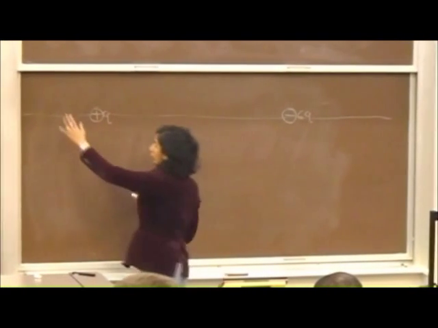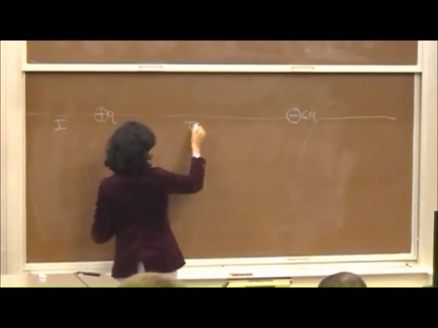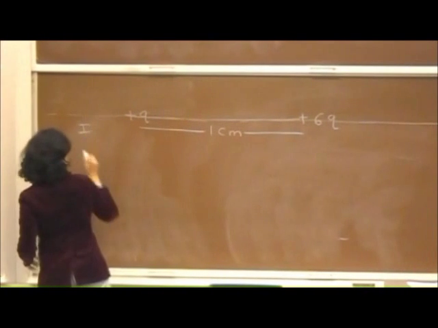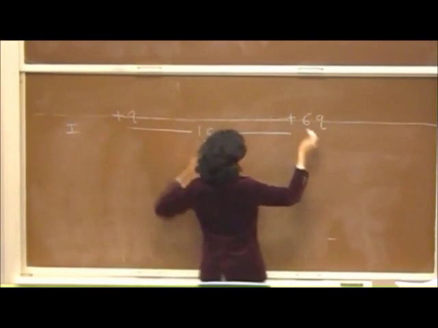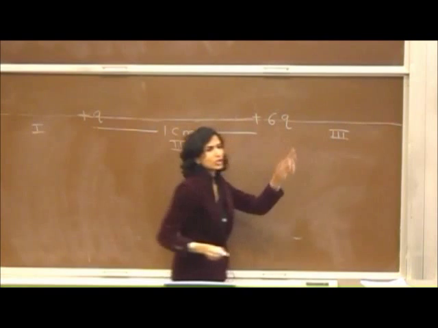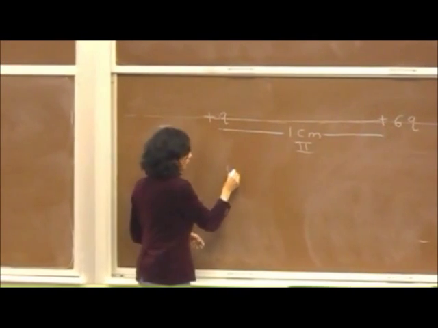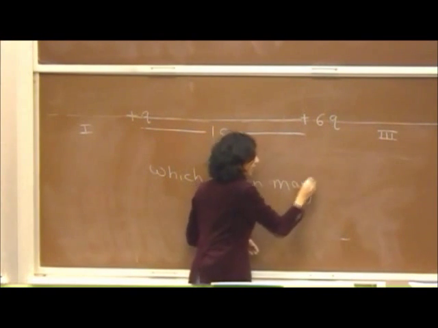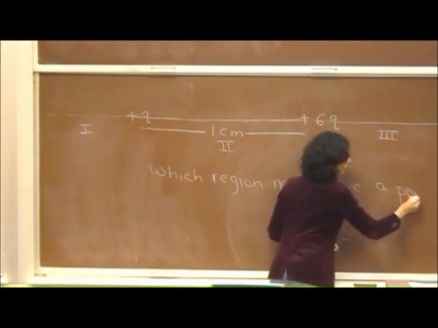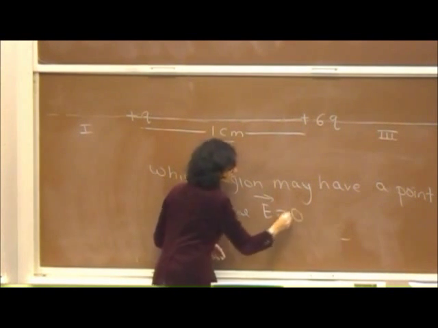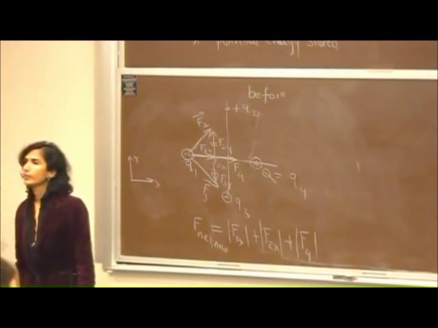Let's call this region one, this region two, and this region three. So this is region one here for this picture. This is region two between the two charges, and region three is beyond the plus 6Q charge. In each of these cases, I want you to say which region may have a point where the net electric field is zero due to the two charges. Please talk to a person next to you. You have 1 minute to think about this. For each of these cases.